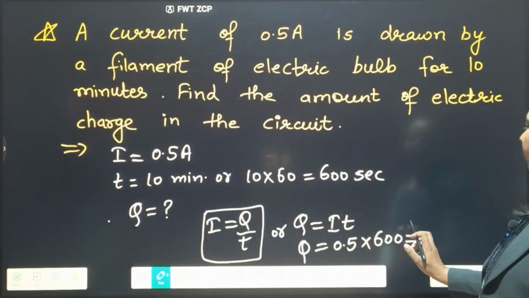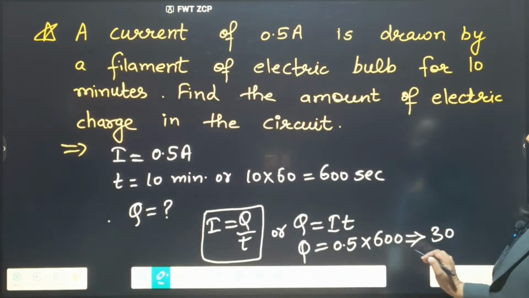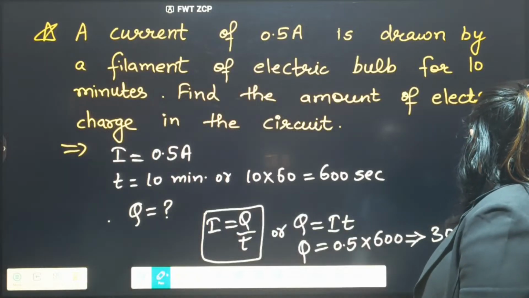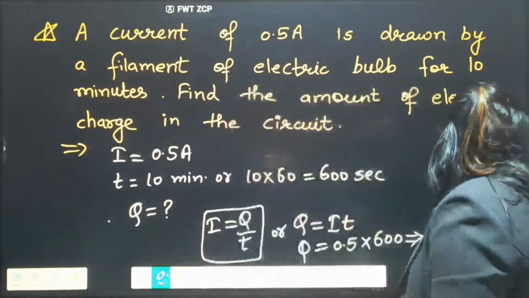1 0 cancel with 1, it's being 30 and this 10. ठीक है? So it's 300 coulomb is the answer. ठीक है?